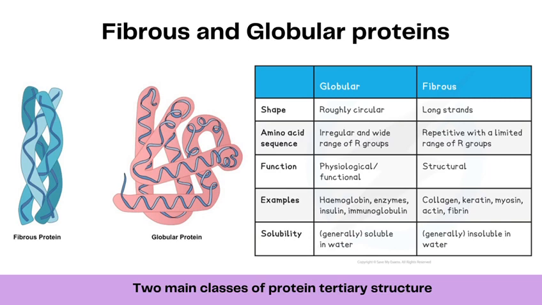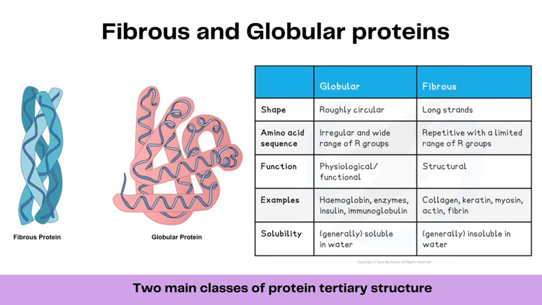One key difference between fibrous and globular proteins is their shape. Fibrous proteins are long and thin, while globular proteins are more spherical. This difference in shape is due to the way the proteins are folded, which is determined by the sequence of amino acids that make up the protein.